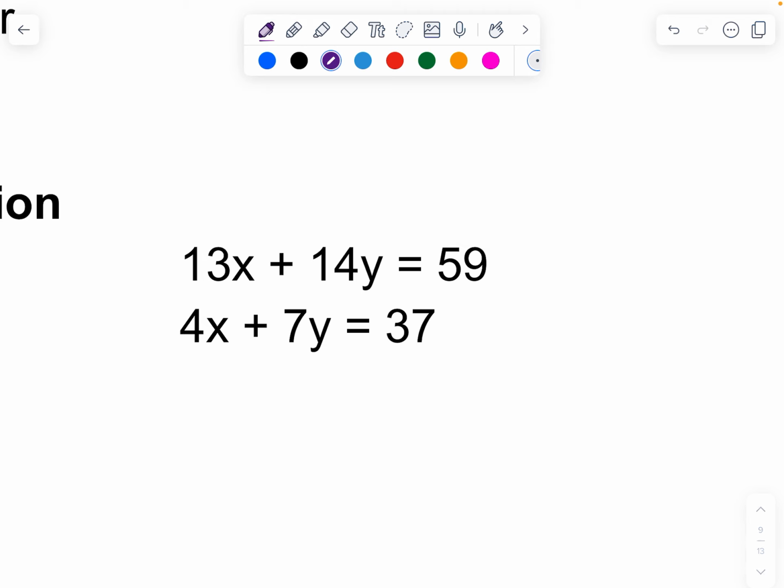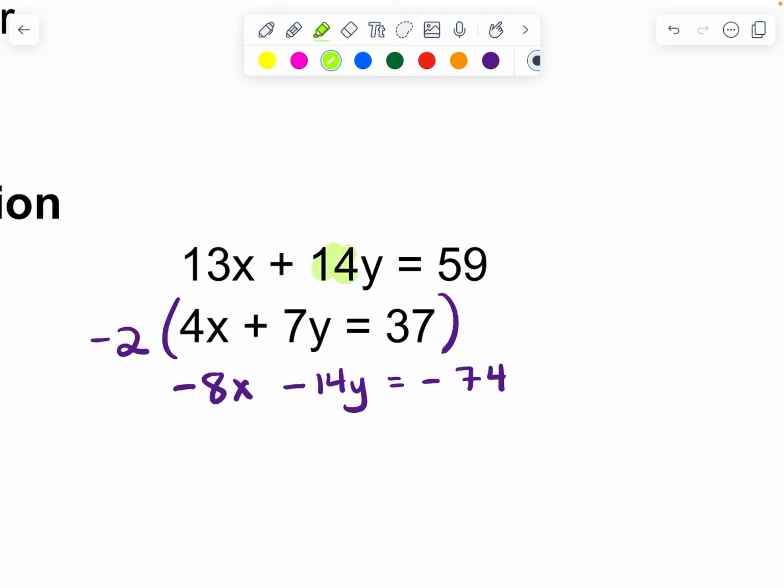Okay, on this one, if I first look at the 4 and the 13, 4 does not go into 13 evenly, and 13 doesn't go into 4 evenly. So that's not going to help us. Let's look at this. Ooh, 7 goes into 14 evenly. So I want to make the opposite. The opposite of 14 is negative 14. So I'm going to multiply this by negative 2. So I get negative 8x minus 14y equals negative 74.